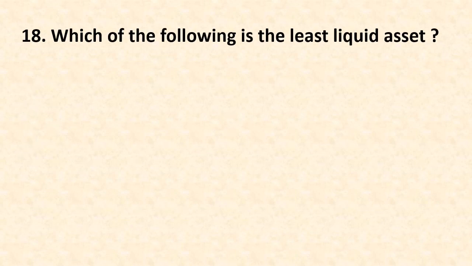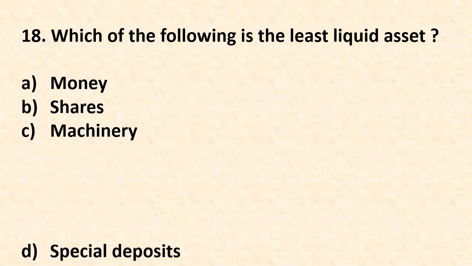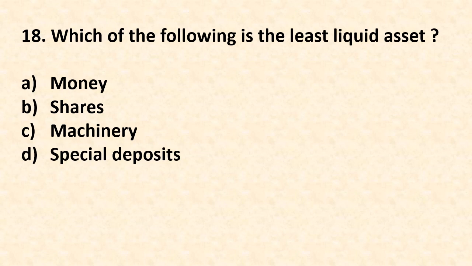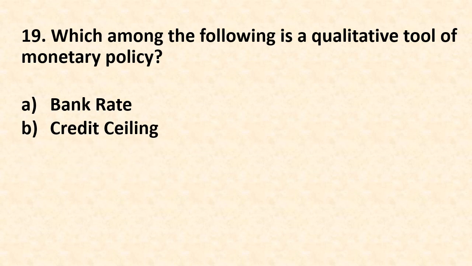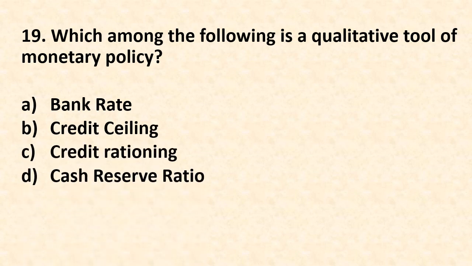Number 18. Which of the following is the least liquid assets? Options are money, shares, machinery, and special deposits. The correct answer is option C, machinery. Question number 19. Which among the following is a qualitative tool of monetary policy? Options are bank rate, credit ceiling, credit rationing, and cash reserve ratio. The correct answer is option C, credit rationing.